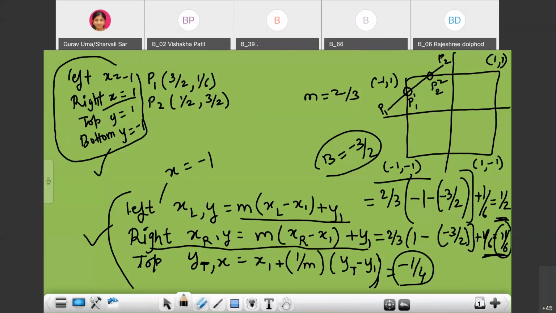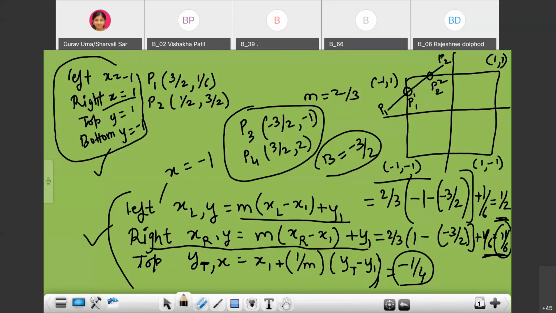So this is the formula for calculating the intersection points. Now for homework you need to calculate the values of P3 and P4, where the points for P3 are -3/2 and -1, whereas P4 is 3/2 and 2. Calculate the intersection points of these with the help of these two formulas, and find the answer of left, right, top and bottom.